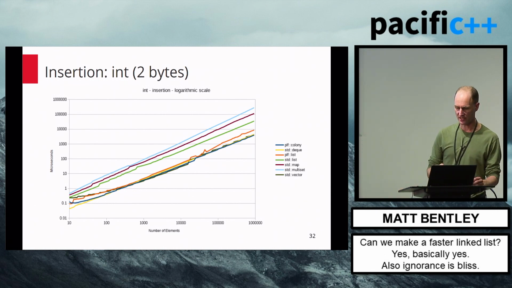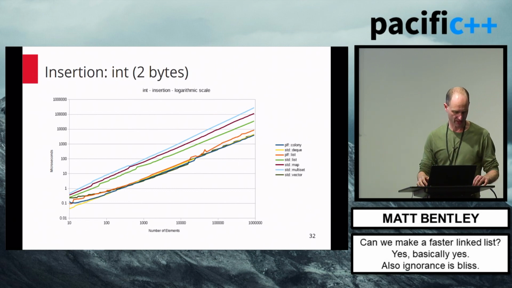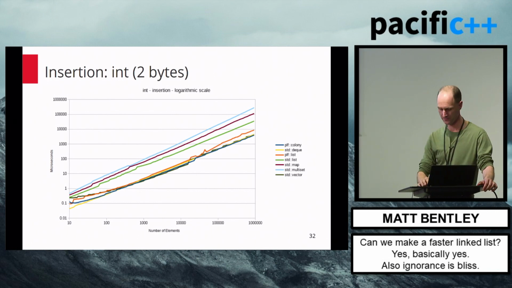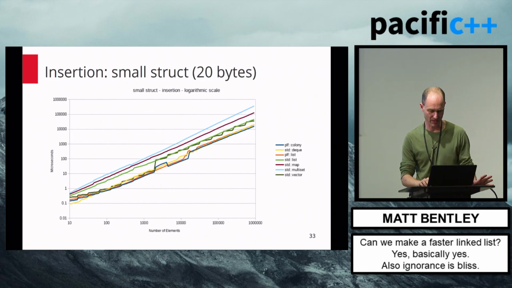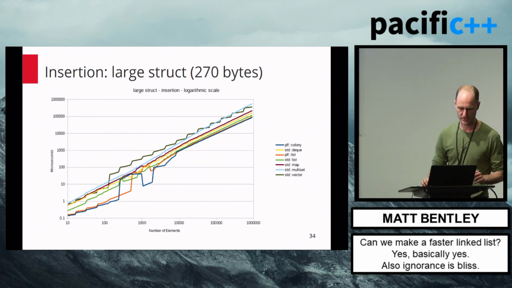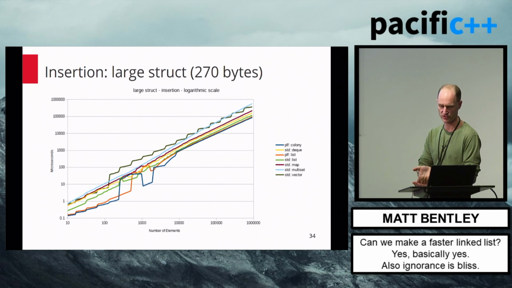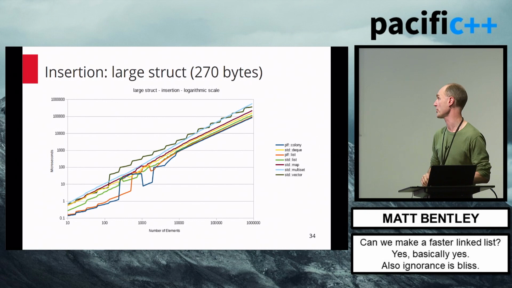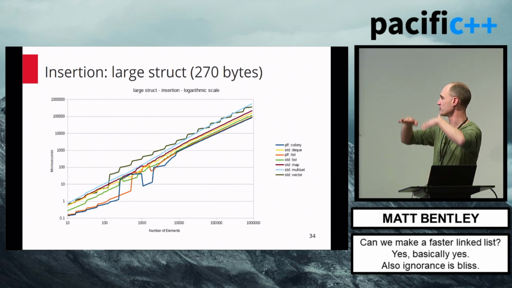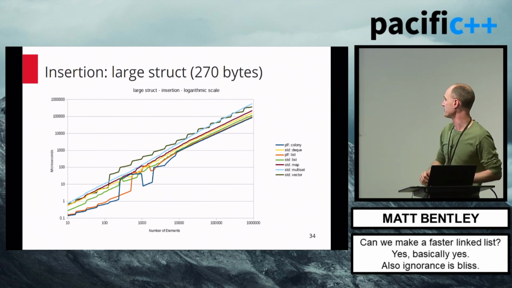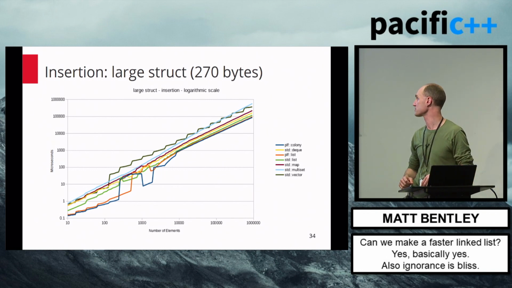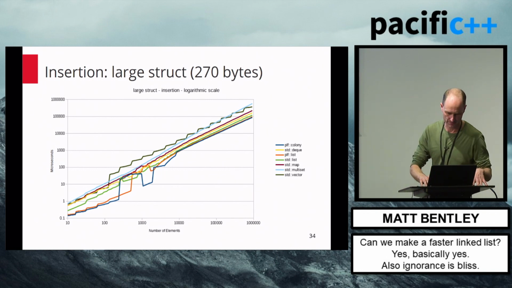So the green is standard list, and the orange is PLF list. So obviously you get a significant advantage when you're doing that initial insertion, because you're doing fewer allocations. Small structs, very similar. Large structs, you always seem to get some weirdness in terms of performance. I suspect it's something to do with the size of the type overflowing cache boundaries or something, I don't know. But you do start to get a little bit of crossing over between the PLF list and standard list performance, but overall it's faster.